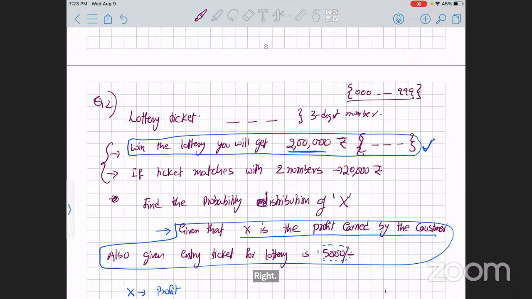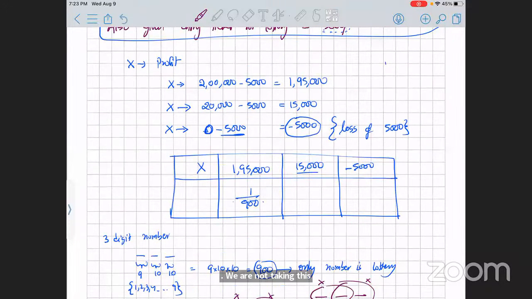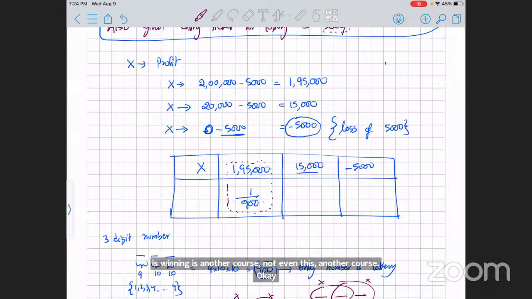Sir, I have a small doubt. You can ask. Sir, we are finding the probabilities, but numbers can be guessed, and we don't know the probability of who will guess right. Leave that aside, we are not taking that. What is the probability of winning 1,95,000? Leave aside who is winning. Who is winning is another course, not even this subject. Another statistics course.